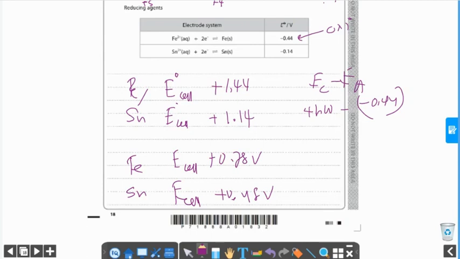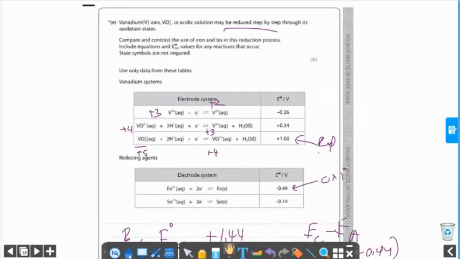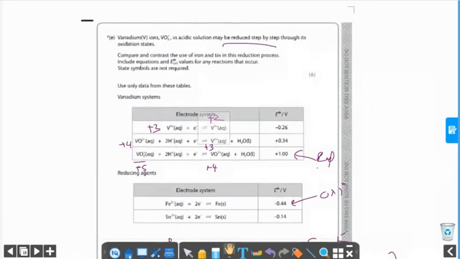And then the last point is what is important. Reduction of vanadium 3 plus to 2 plus. Which one? Can we use both iron and tin? No, that's right. We can only use iron, not tin. Why? Because of the overall negative electrode potential with tin. That's the last 2 marks.